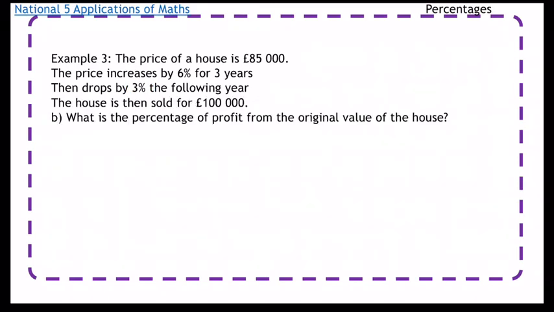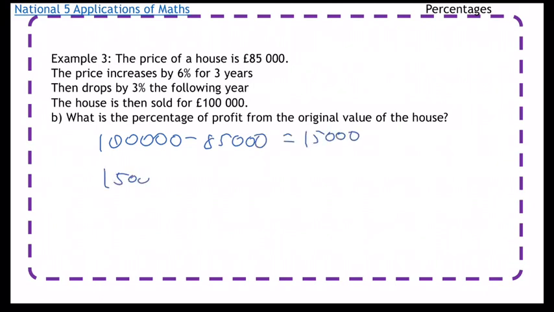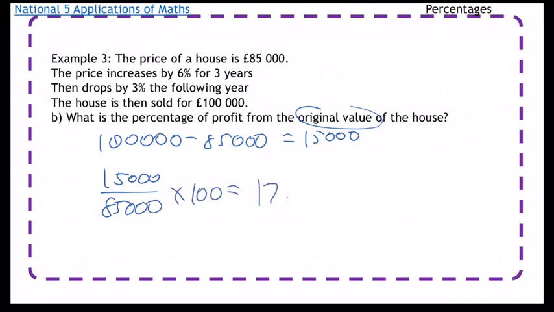So, part B, the house is then sold for £100,000. What is the percentage of profit from the original value of the house? So going to work out the profit first. So that's going to be 100,000, take away 85,000, which is 15,000. Then we're going to do 15,000 over, and it wants the original value. So it's over 85,000 times by 100 to get the percentage, which is 17.6%.